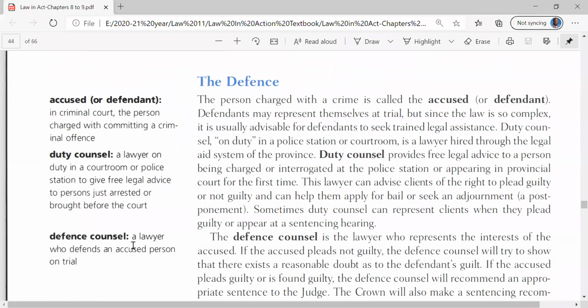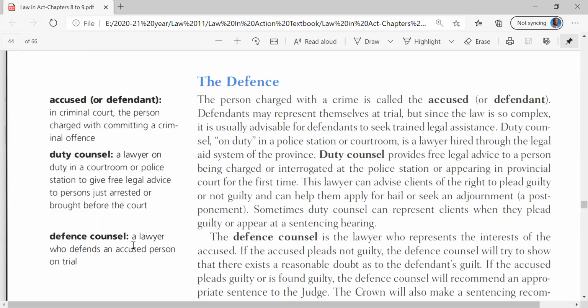For the defense, you're the accused or the defendant in the criminal court. You're charged with committing an offense, and duty counsel is a lawyer in the courtroom or police station who gives free legal advice to a person just arrested before being brought to court. So there's two types of lawyers, right? Helen gets arrested for drunk driving. She goes in, there's a duty counsel there, and Helen is freaking out. And duty counsel goes, hi, I'm a duty counsel lawyer. Shut your mouth and say nothing. What happened, right? Anything that she tells that duty counsel lawyer is protected, because they're there just to help you navigate through the system until you can get an actual lawyer.